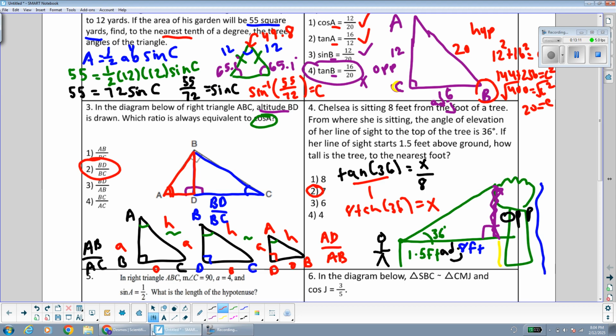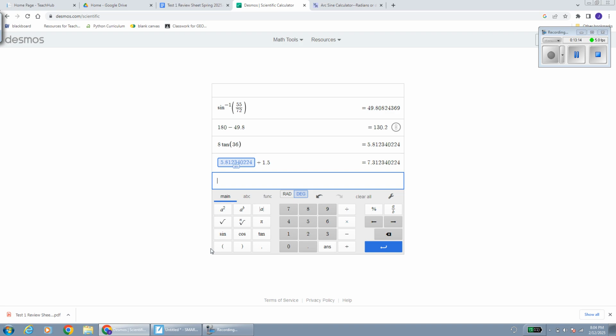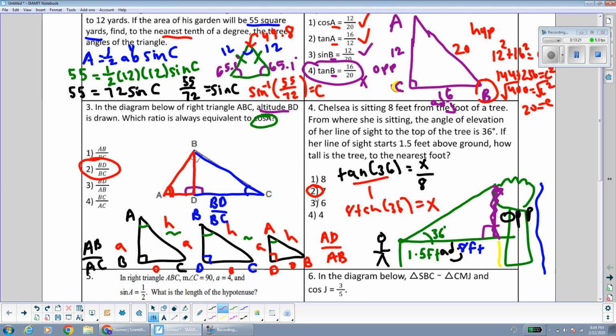Notice how the answer choice before you add the 1.5 is also there. Before we added the 1.5, it would round up to 6. And notice how that's also a choice.